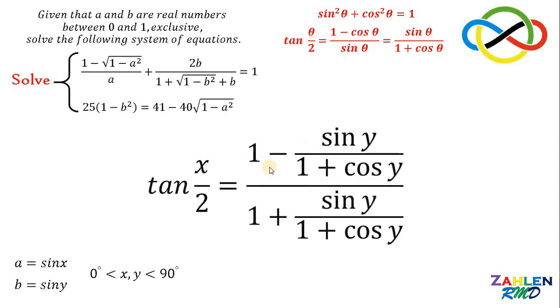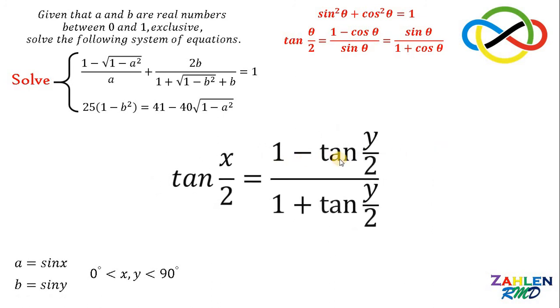Now, we have (1 - sin y) / (1 + cos y). Take note that it is equivalent to tan(θ/2), because tan(θ/2) is the same thing as sin θ / (1 + cos θ). Therefore, the right-hand side of our equation is equivalent to (1 - tan(y/2)) / (1 + tan(y/2)).